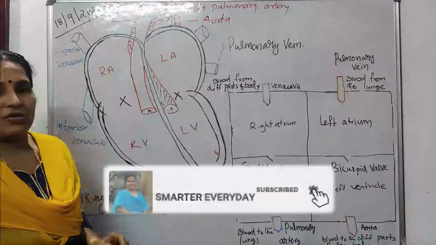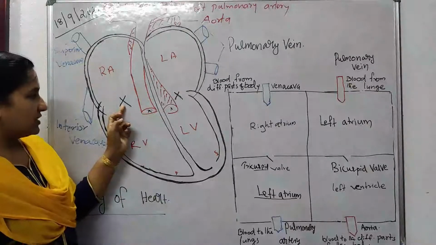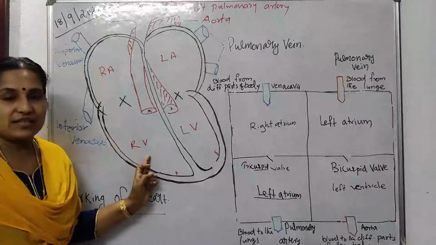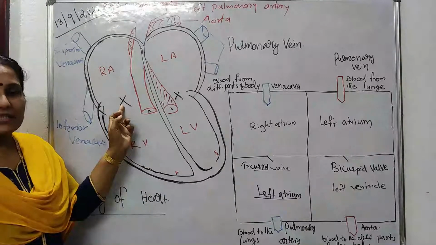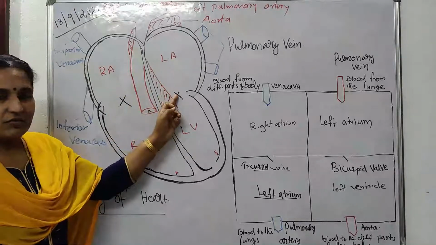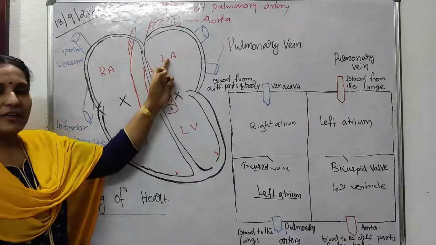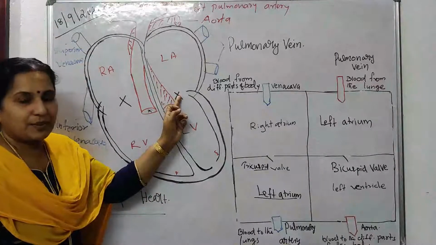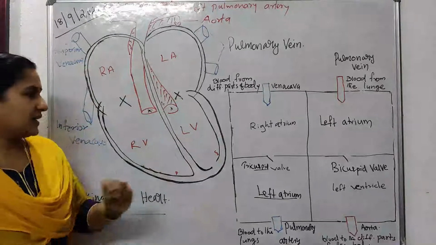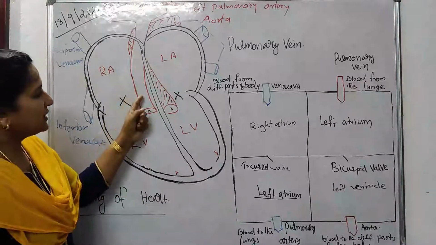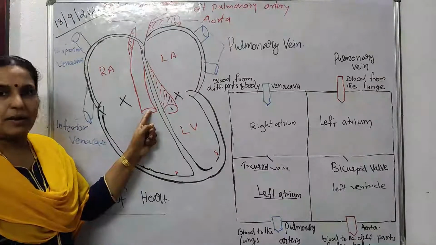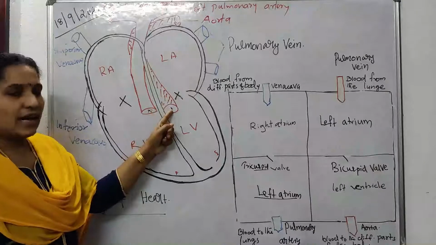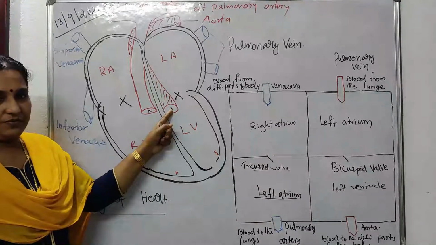Then next is about the valves. The valve which is present in between right atrium and right ventricle is known as tricuspid valve. The valve which is present between left atrium and left ventricle is known as bicuspid valve. Then 2 more valves are there. The valve which is present in the pulmonary artery is the pulmonary valve. The valve which is present in the aorta is known as aortic valve.